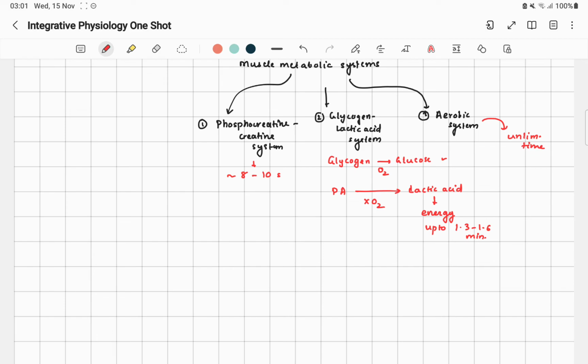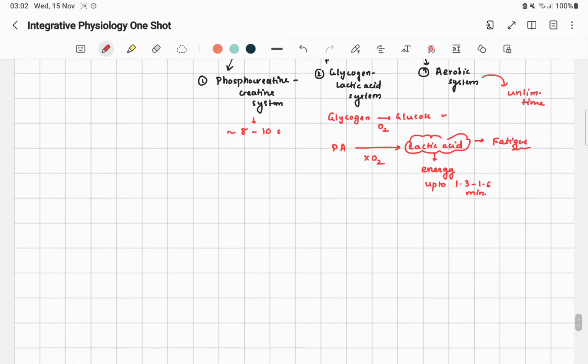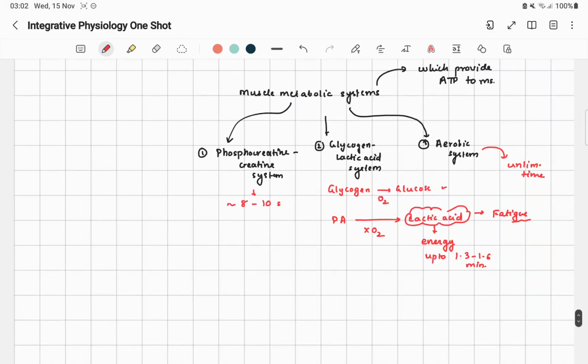But this lactic acid causes fatigue, and its accumulation is called lactic acidosis. This lactic acid will cause your spasms or your lactic acidosis here. But for the aerobic system recovery, when this aerobic system gets depleted, it causes oxygen debt and depletion of glycogen stores of muscle.